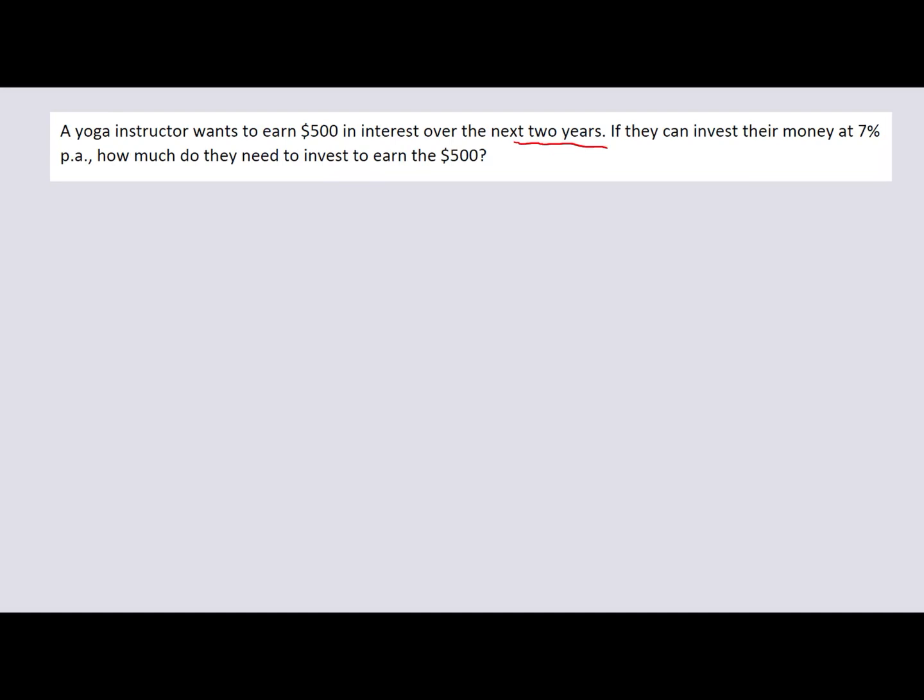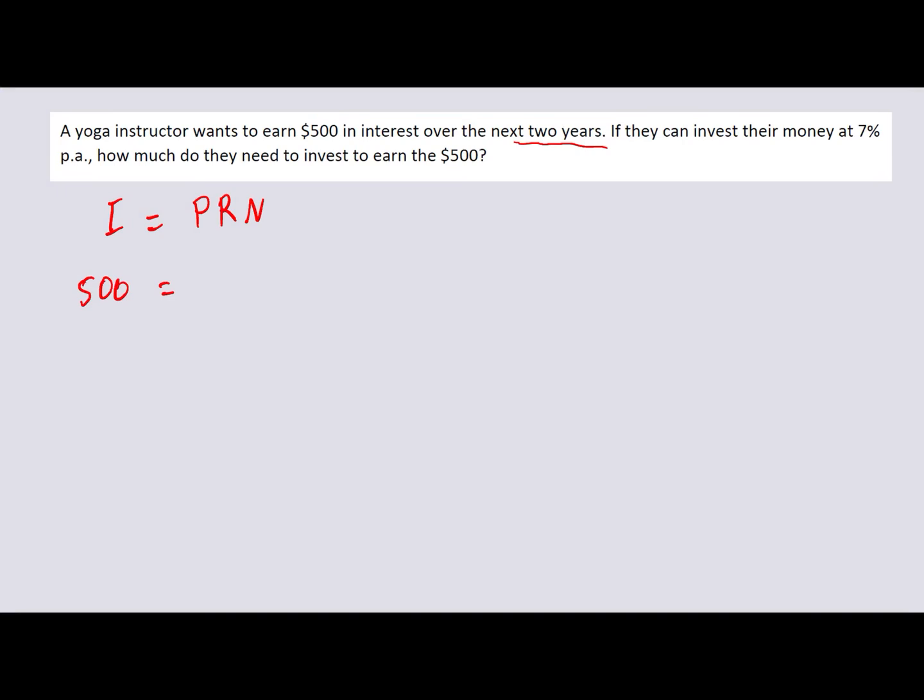Okay, so a yoga instructor wants to earn $500 in interest over the next 2 years. If they can invest their money at 7% per year, how much do they need to invest to earn $500? So let's write down the formula. We do that always. This is the correct formula to use. Now what do we know? We know we want to earn $500 in interest.